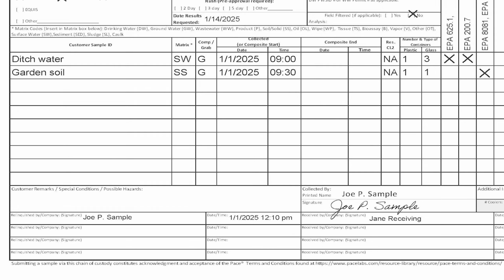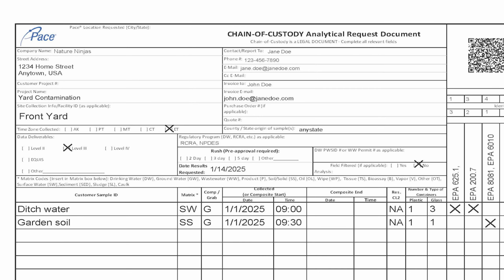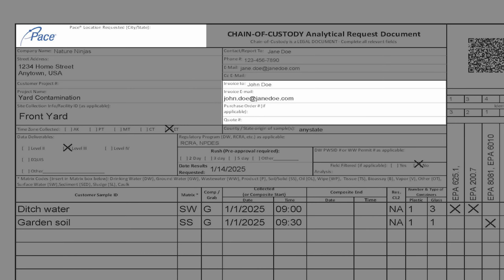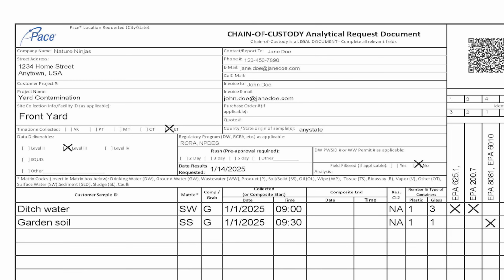Please include any financial billing information necessary. There is a location for the billing contact information as well as a spot for the purchase order and quote number. Please note that we have provided a PACE lab location field at the top of the chain of custody. The purpose of the field is for our clients to communicate which PACE lab is performing the analytical testing in case you choose to drop the sample off at another convenient location.